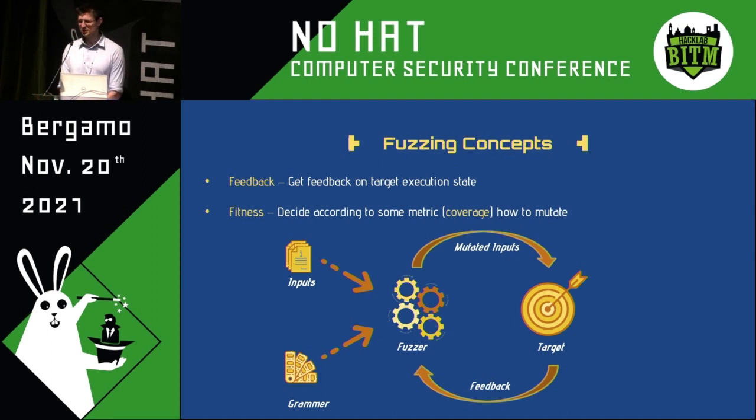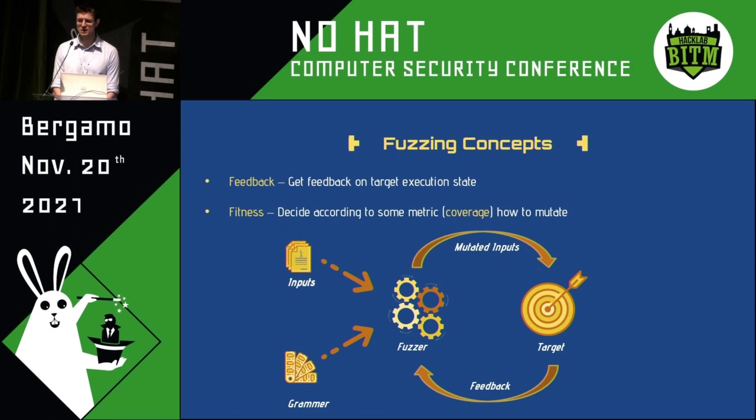All right, so a few words about fuzzing. You probably heard it mentioned a couple of times today, so just one more time. I'll try to do it briefly. I want to address two specific concepts: feedback and fitness, because that's where some of the main differences between regular AFL and kAFL lie. So feedback is basically our desire to get feedback from the target execution state.